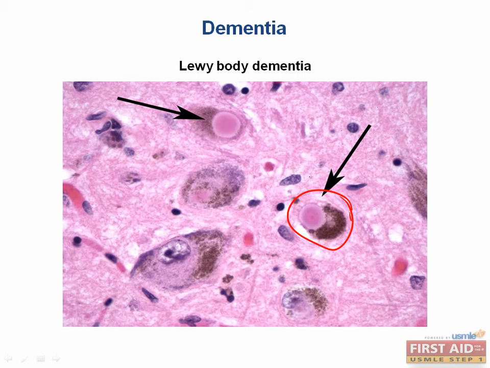Lewy body inclusions are simply aggregated alpha-synuclein, and they are also seen in Parkinson disease. Unlike Parkinson disease, the Parkinsonism associated with Lewy body dementia is usually symmetrical and minimally responsive to dopamine therapy. So this is another way that you can help tell these two apart.